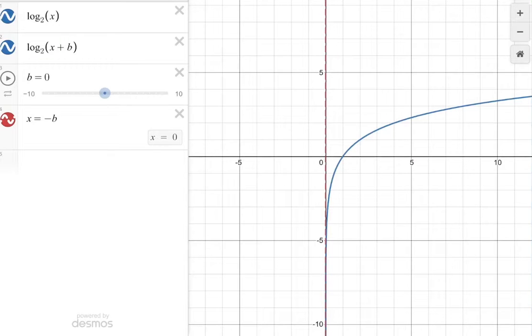So last time we spoke a little bit about logarithmic functions and their domain, but today we're also going to talk about the x-intercepts and the asymptotes of logarithmic functions. But let's take a look at how they shift first.